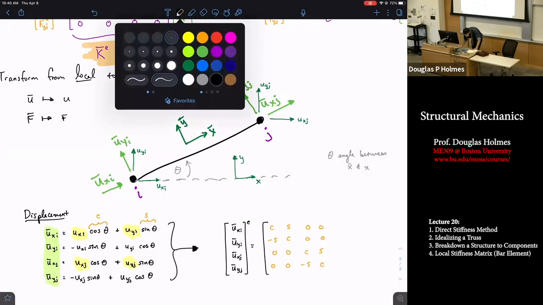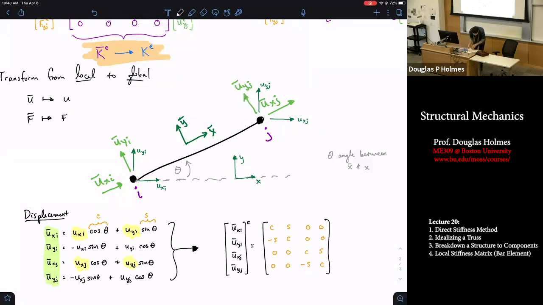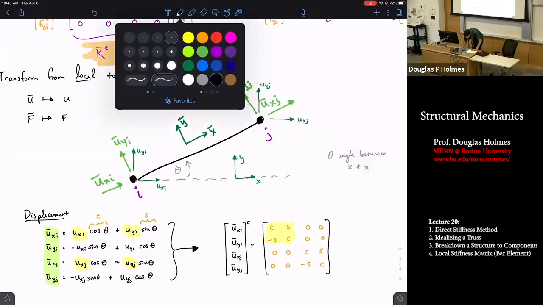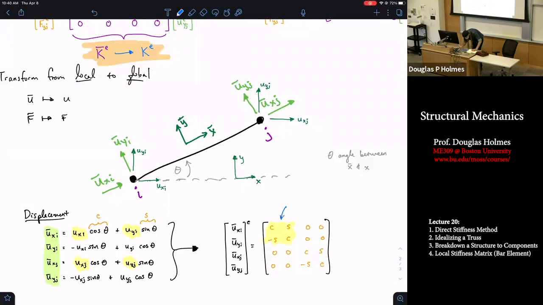And look, this is familiar to us, right? This little subcomponent here, like this little box here, we know what that is. That's our rotation matrix, Q. So is the one down below. It's Q. Exact same stuff. When we talk about general stress transformation, this is the rotation matrix.